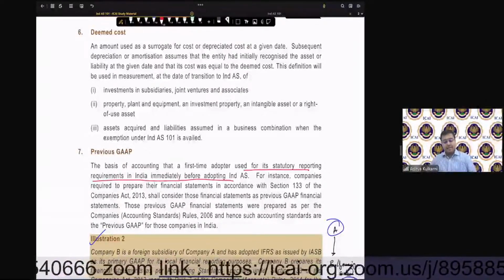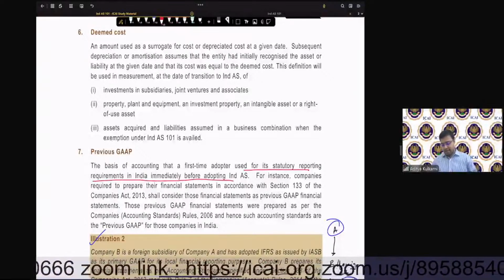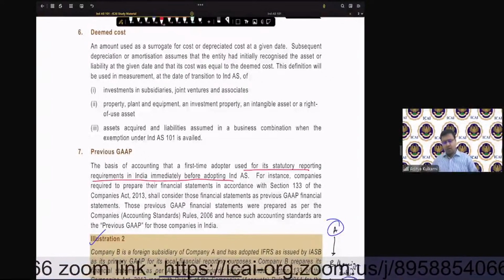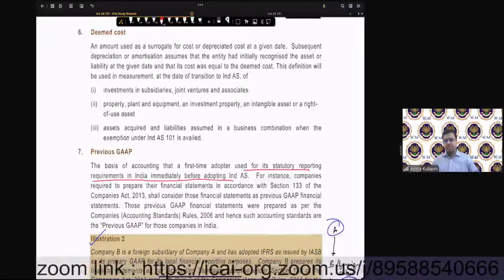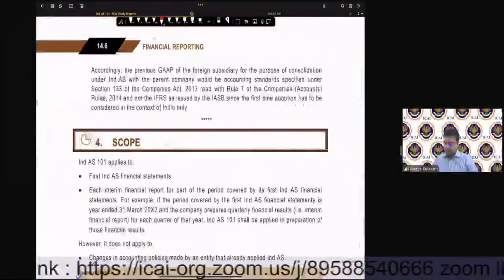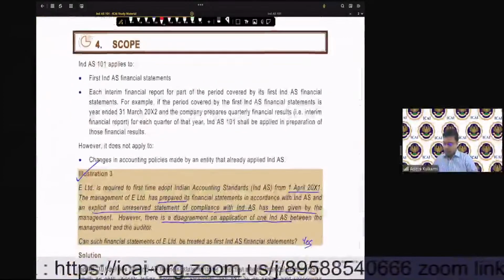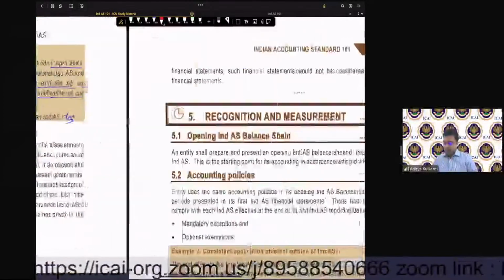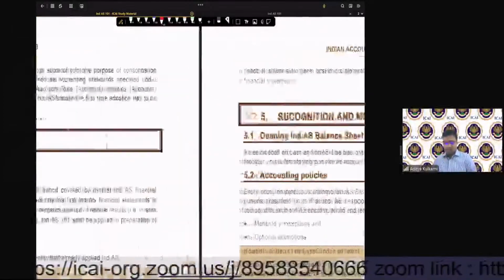We call that the previous GAAP. Are we okay with these basic definitions? Yes. Any doubt? No doubts? All right. So now let us proceed further.